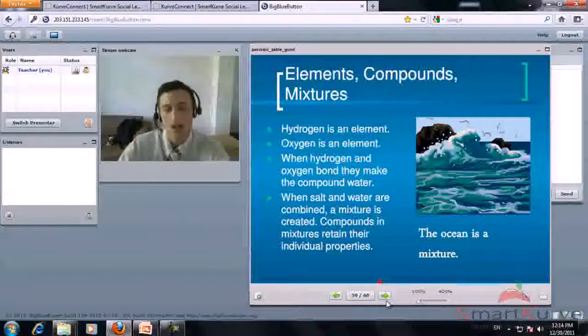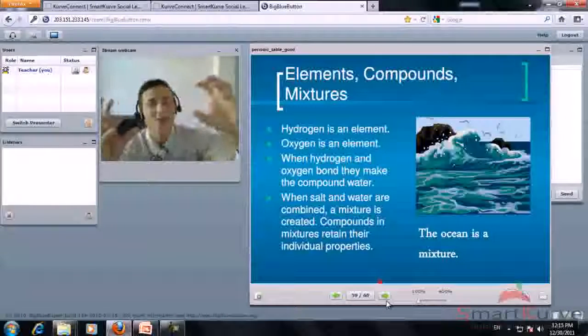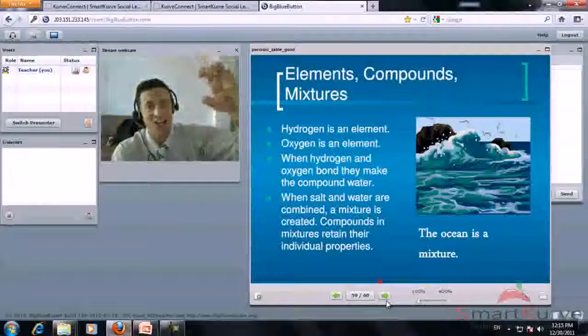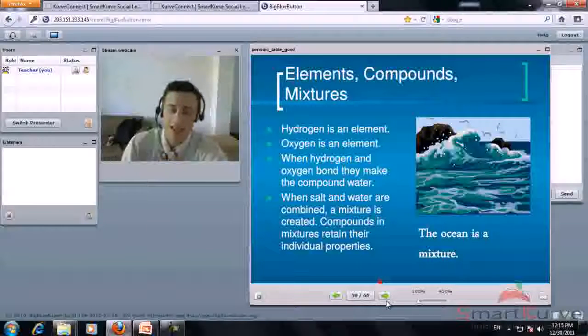But when salt and water are combined, we don't make a new compound. Here we have sodium and chlorine to make NaCl. Here we have hydrogen and oxygen to make H2O. But when we bring together salt and water, we don't make some new compound called like NaH2ClO. We don't do that. We end up with a mixture. Compounds in mixtures retain their individual properties. We don't have a new compound. We still have salt and water. They're just mixed together.